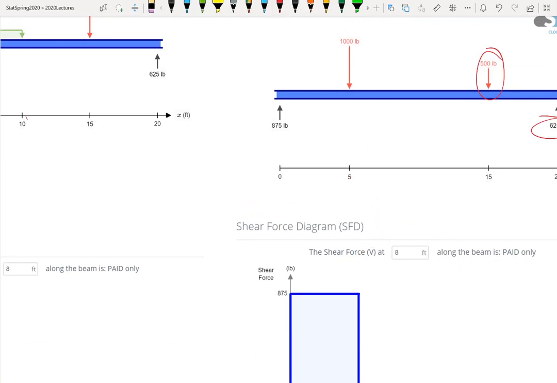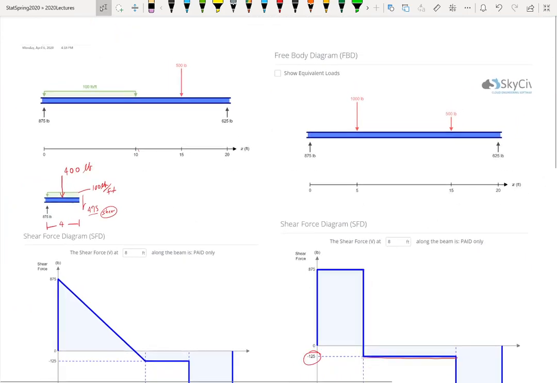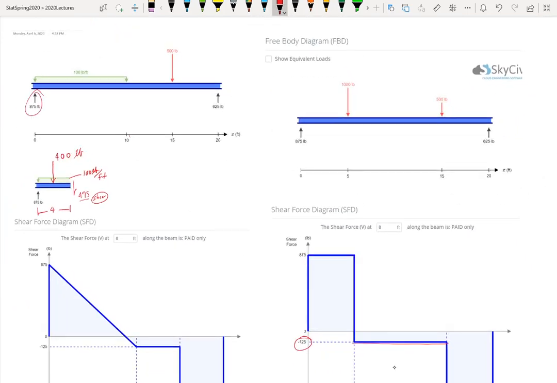So even though the reactions are the same, the concept of what the shear is as we move to the right is not the same. So the shear diagrams are not the same, even though I start at the same shear force of 875, because the reactions are the same. The rest is not the same.